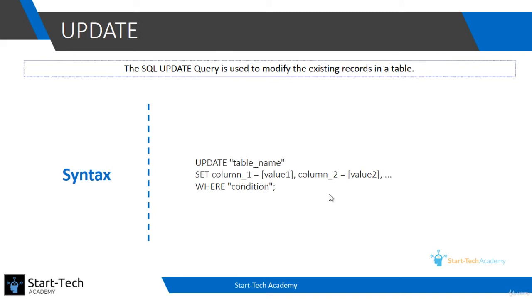So we saw the where condition to specify different conditions. We can use where if we want to update particular records. If we want to update the whole table, we may not use the where condition. So let us look at some examples of the update query.